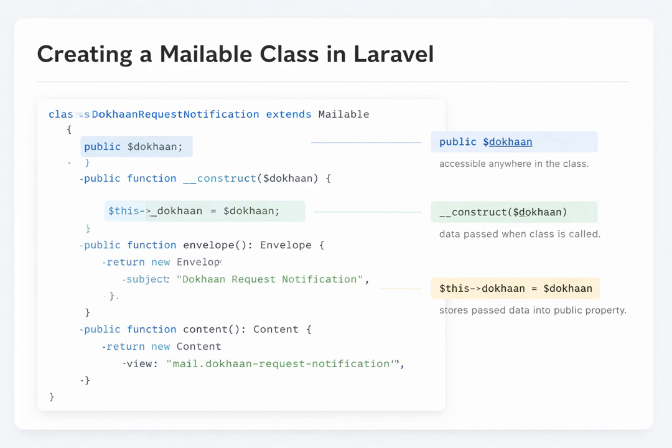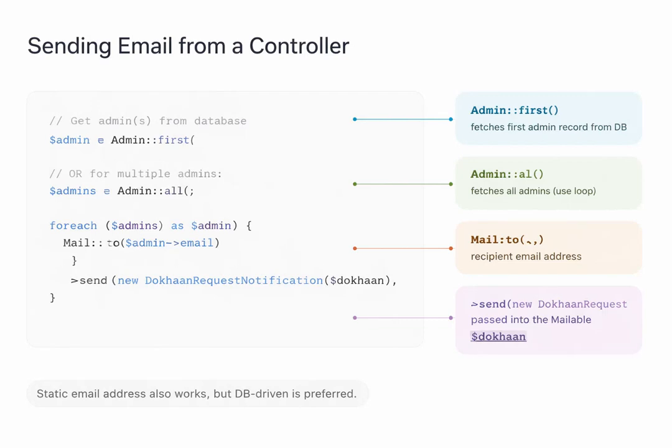When you call this class from your controller and pass in the shop data, that data flows through the constructor and gets stored in the public property, making it available to the email view automatically. You don't need to pass it again using compact or with, because it's already public. Laravel shares it with the view on its own. Now, let's look at how to actually send the email from a controller.